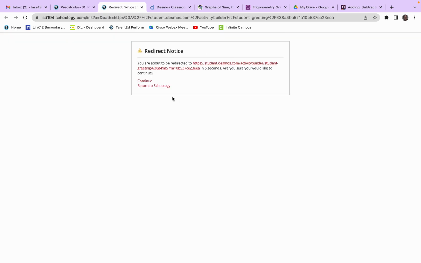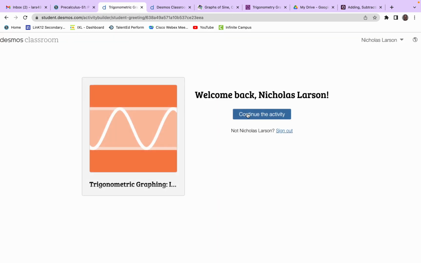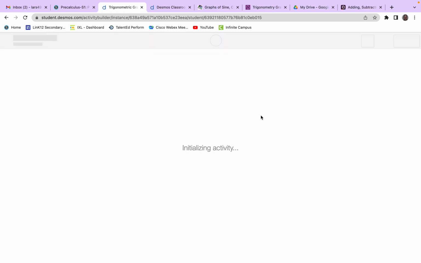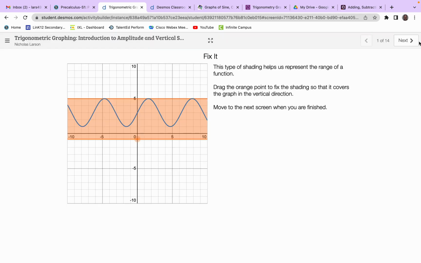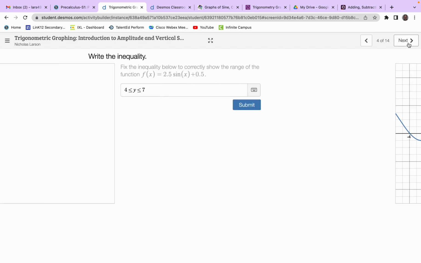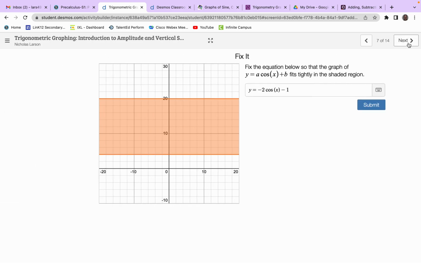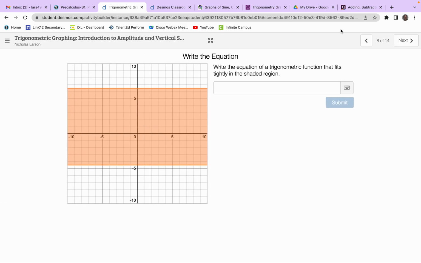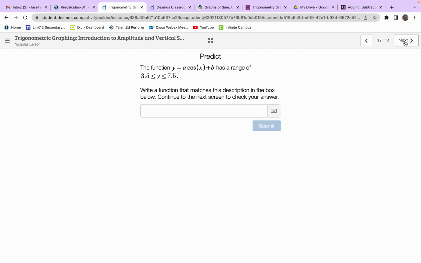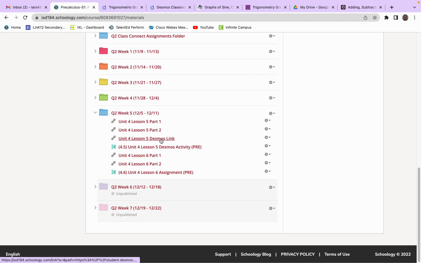The Connect will be shorter, but I'm giving you time. I want you to do this activity. This activity will really help you understand at least amplitude and part of the sine graphs. This is part of your weekly work anyways, but I really want you to spend time and try this Desmos activity out. Reflect on it.